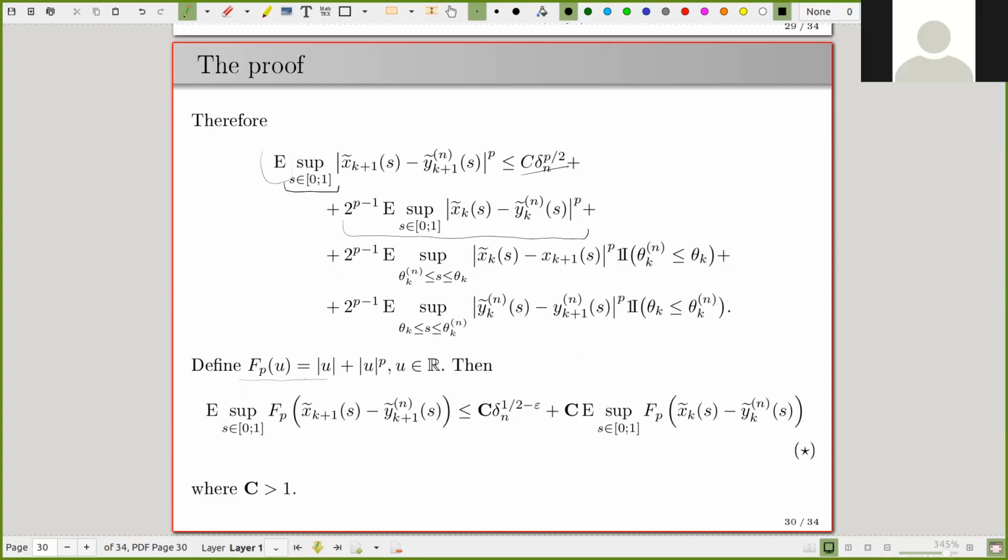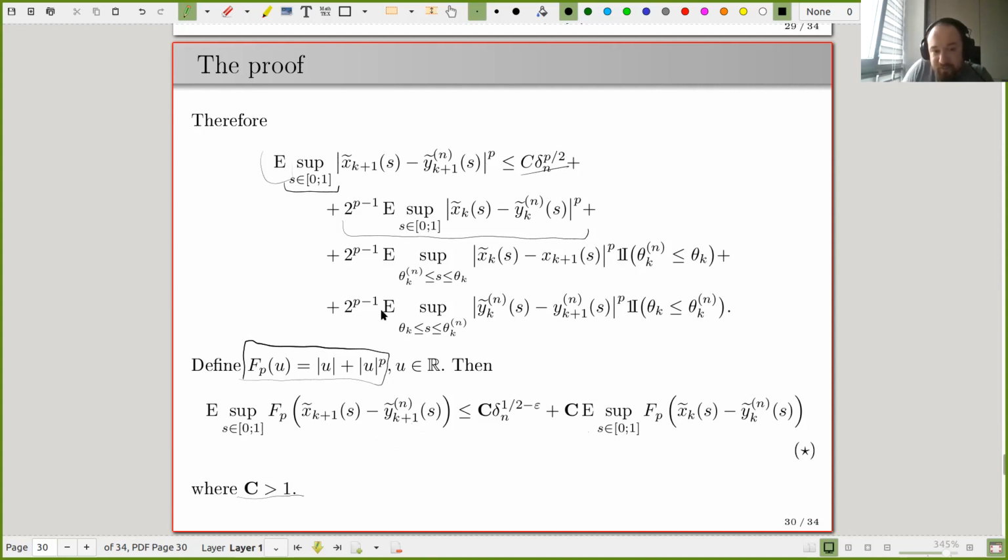So I introduce a new function f_p, which is the sum of 1 and the L^p norm. And the main relation that we are going to obtain sounds as this. We have the recursive relation between the supremum over s of f_p of the difference x_{k+1} minus y_{k+1}, both tilde, and the same average supremum for x_k and y_k, both tilde. This constant, if we check everything precisely, is greater than 1.